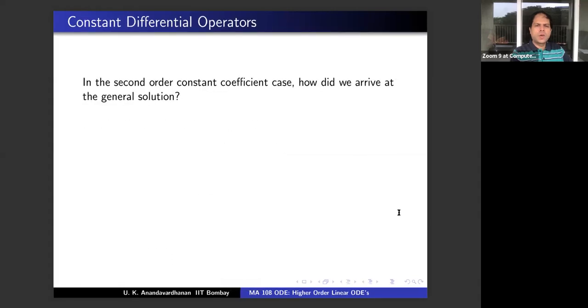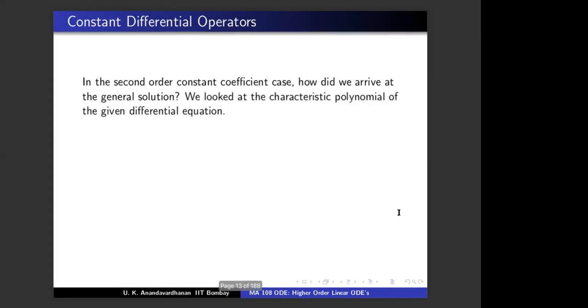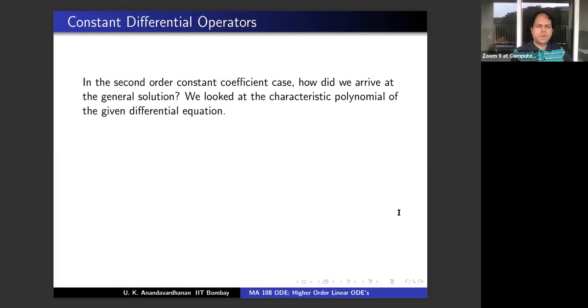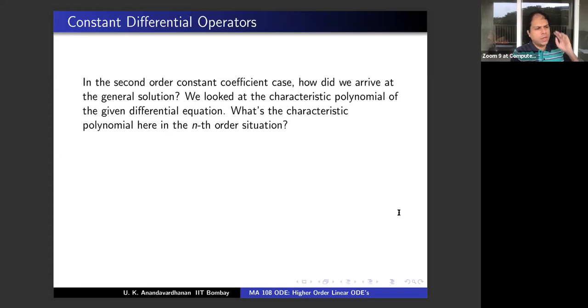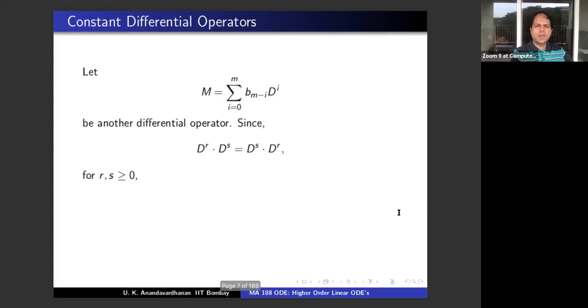So in the second order constant coefficient case, just recalling, we looked at the characteristic polynomial of the given differential equation. And what will be the characteristic polynomial here in the nth order situation? So what did you do there? You substituted e power mx and then you solved and you got a quadratic, right? So if you had y double prime plus p y prime plus q y equal to 0, if you put e power mx, you will get m squared plus pm plus q. What will be the characteristic polynomial in this case?